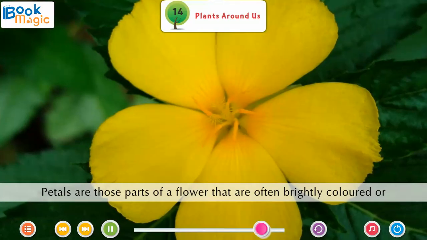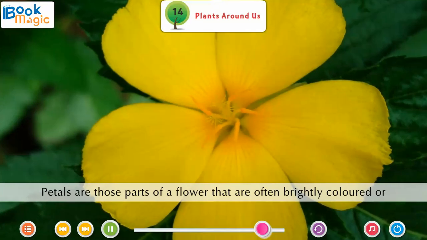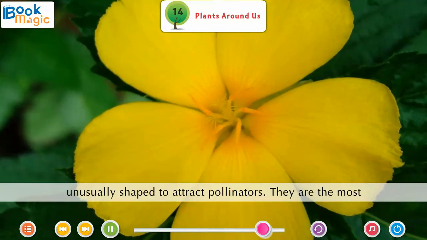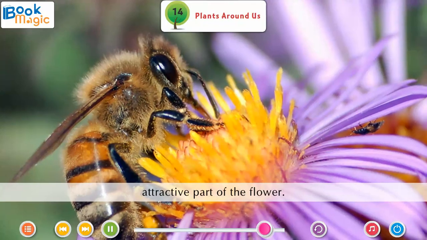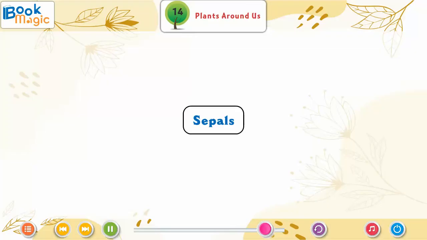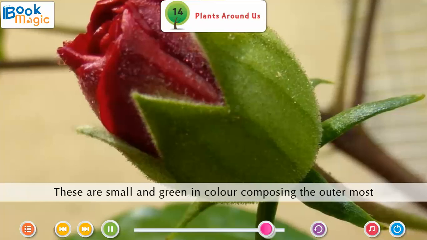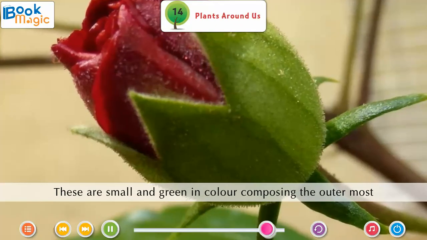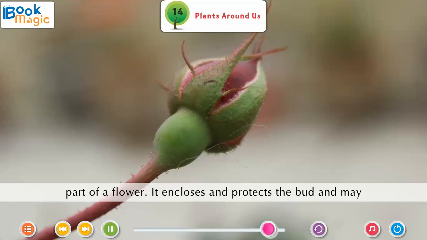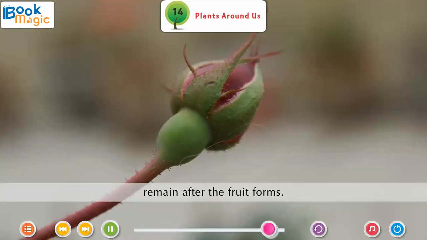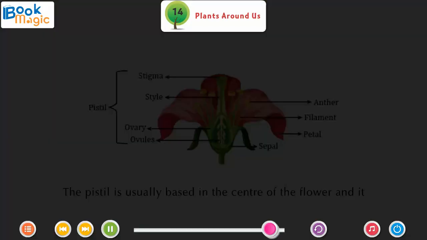Petals. Petals are those parts of a flower that are often brightly colored or unusually shaped to attract pollinators. They are the most attractive part of the flower. Sepals. These are small and green in color, composing the outermost part of a flower. It encloses and protects the bud and may remain after the fruit forms. Pistils.